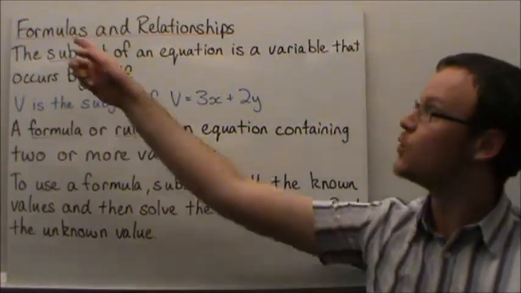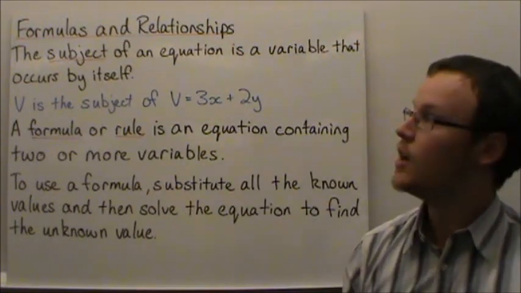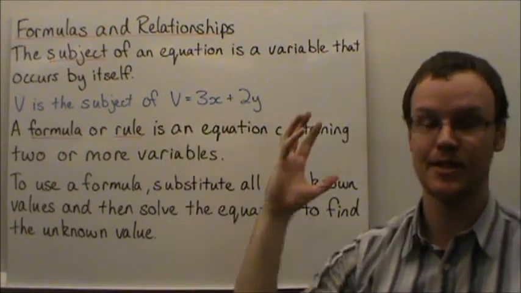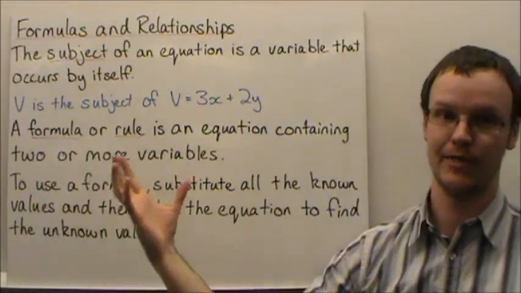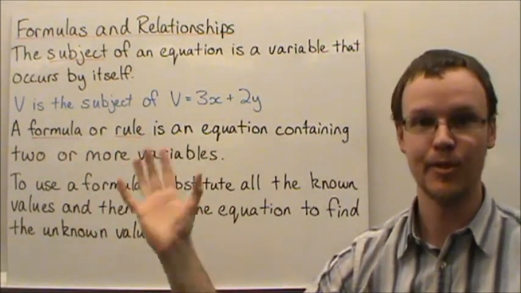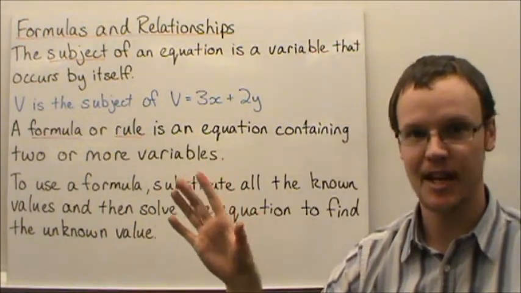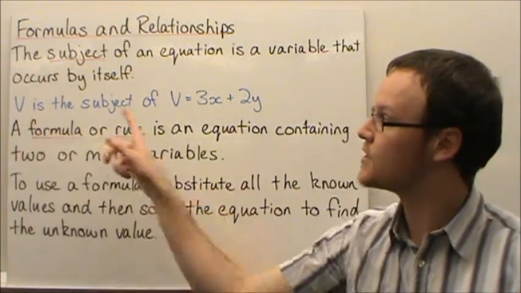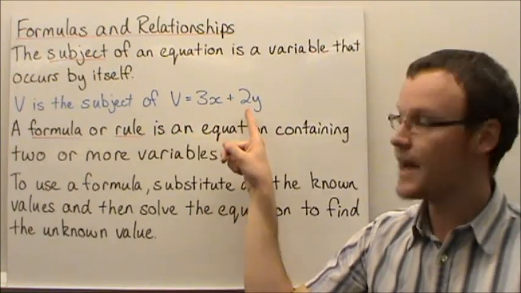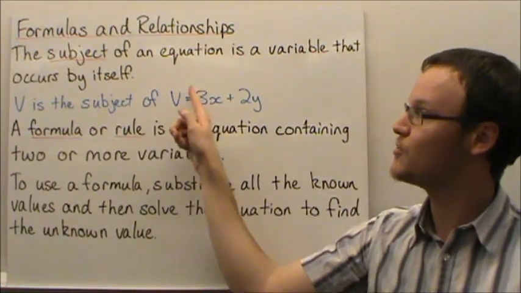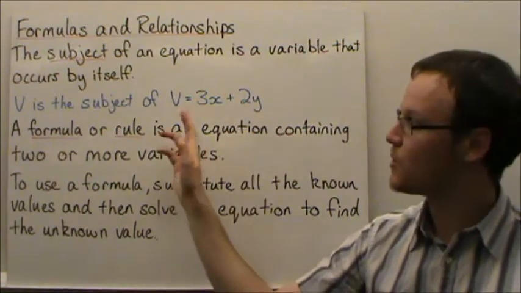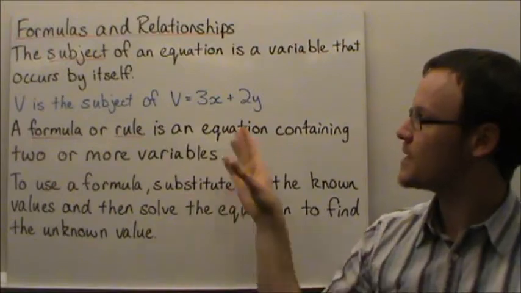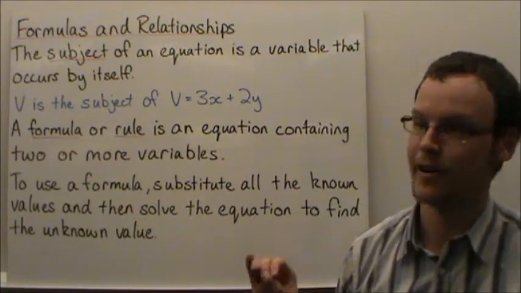Today we're going to look at formulas and relationships. The subject of an equation is a variable that occurs by itself. So it occurs on one side of the equation by itself with no other coefficients, no other numbers attached to it, nothing added, nothing multiplied to it. It's just by itself. So for instance, in this equation, v equals 3x plus 2y, v is the subject. It's by itself. There's nothing multiplied to it or added to it.